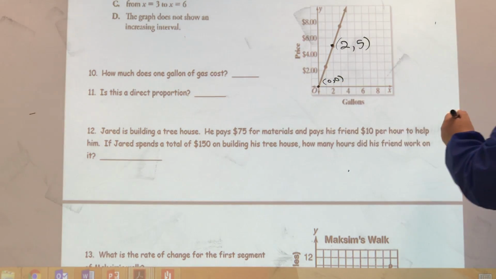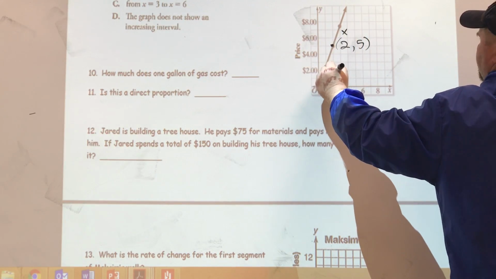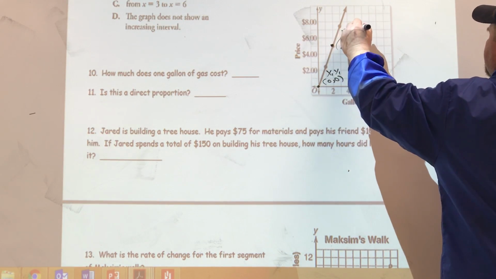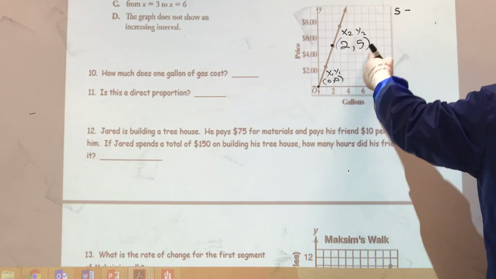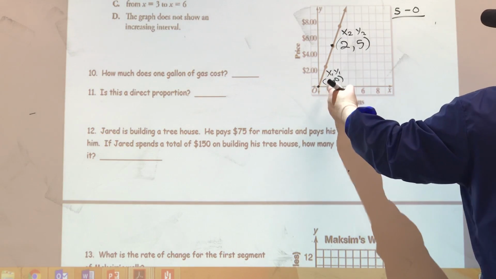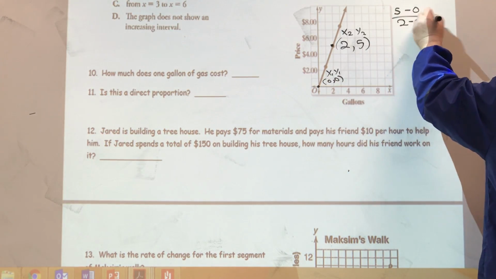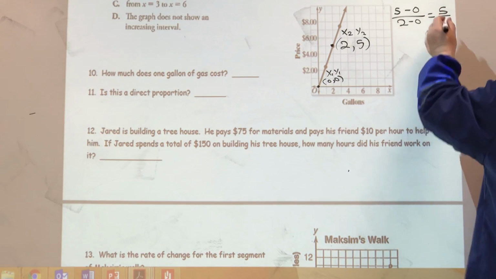All right. So if we find the slope, this is going to be x1 and y1, x2 and y2. So we have 5 minus 0 on top of 2 minus 0. 5 minus 0 is 5. 2 minus 0 is 2.